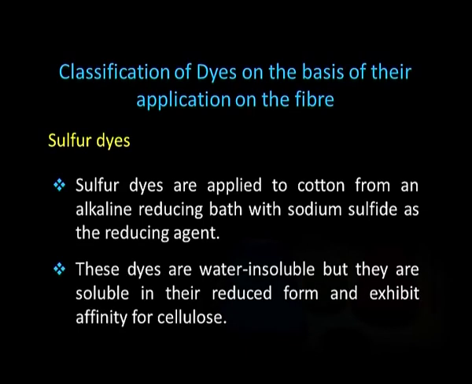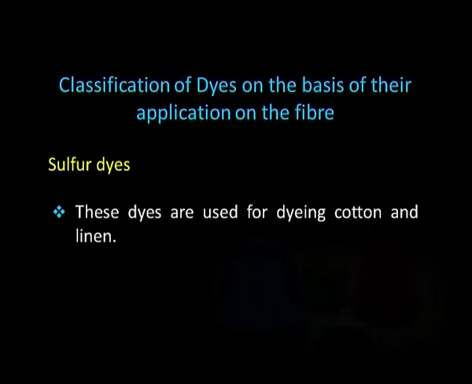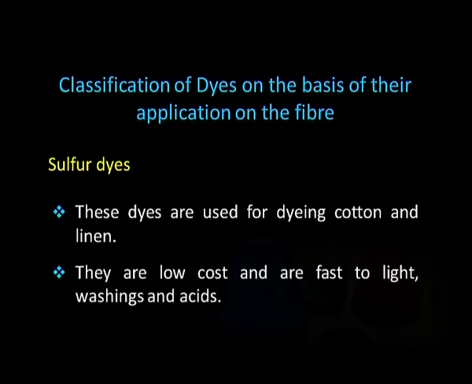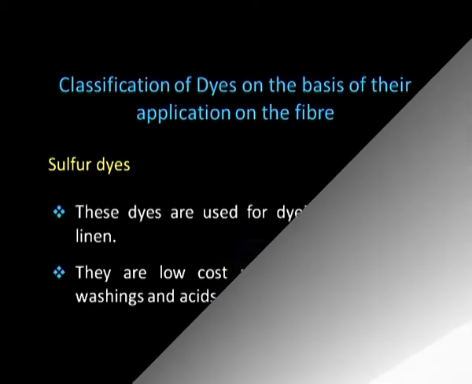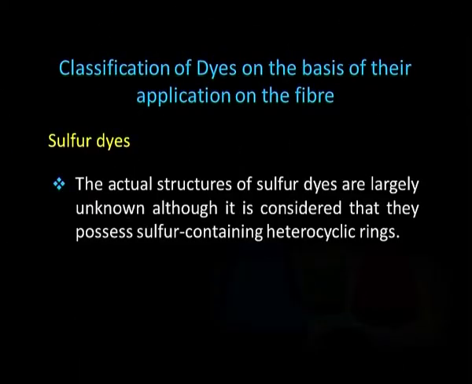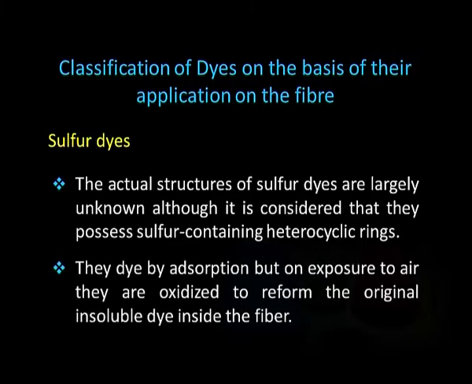These dyes are water insoluble, but they are soluble in their reduced form and exhibit affinity for cellulose. These dyes are used for dyeing cotton and linen. They are low cost and are fast to light, washings and acids. The actual structure of sulfur dyes is largely unknown, although it is considered that they possess sulfur containing heterocyclic rings. They dye by absorption, but on exposure to air they are oxidized to reform the original insoluble dye inside the fiber.